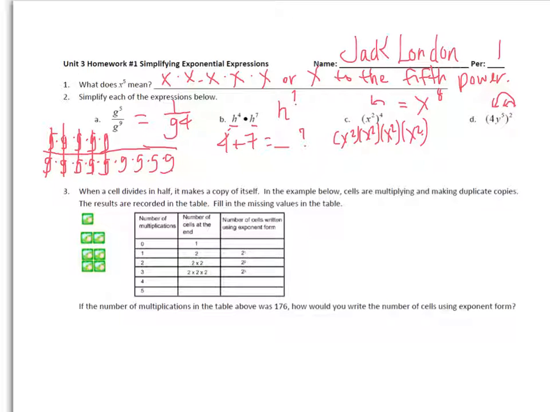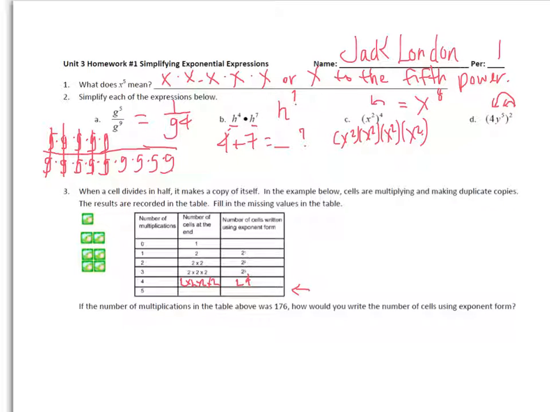Well, the number of cells in the first multiplication is 2, which is 2 to the first. In the second multiplication, it's 2 times 2, which is 2 to the second. In the third, it's 2 times 2 times 2, which is 2 to the third. I think you can see the pattern. This is going to be 2 times 2 times 2 times 2, excuse my horrible writing, which is 2 to the fourth. I'll let you figure out number 5.